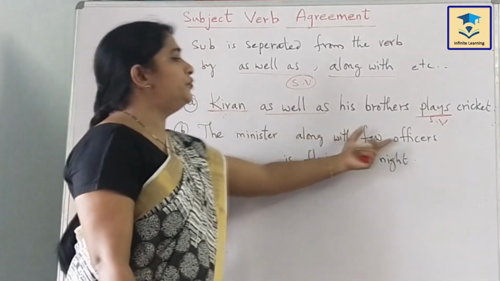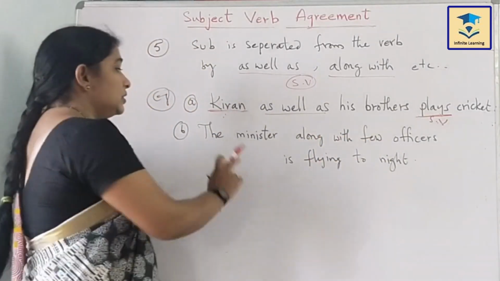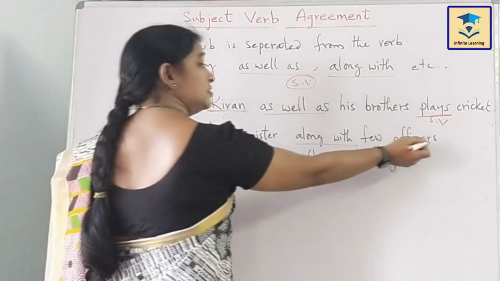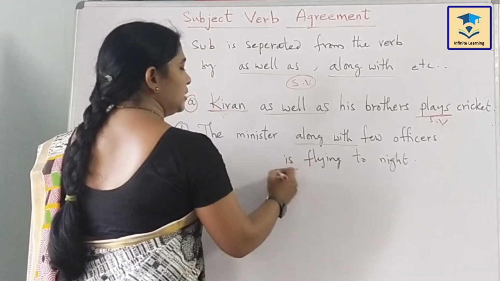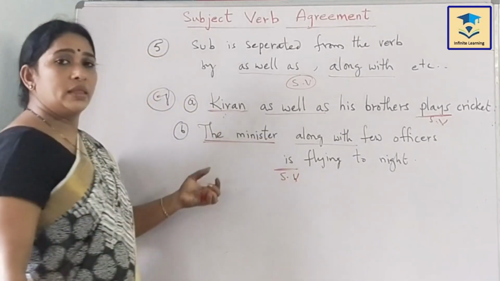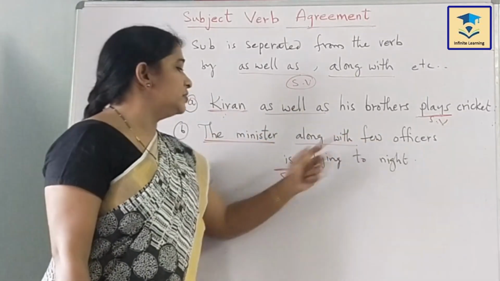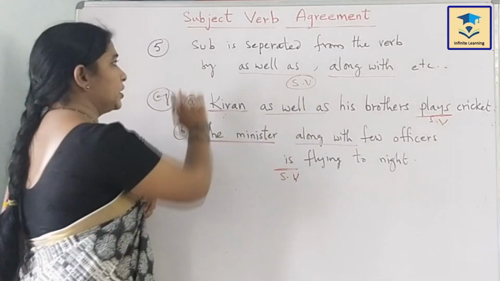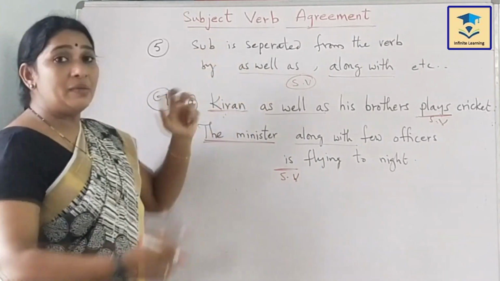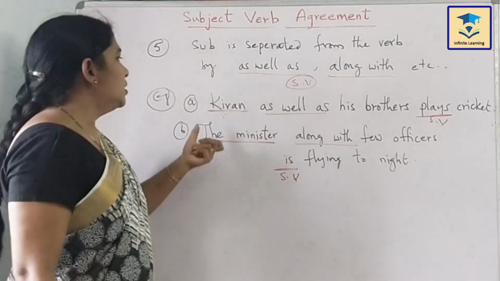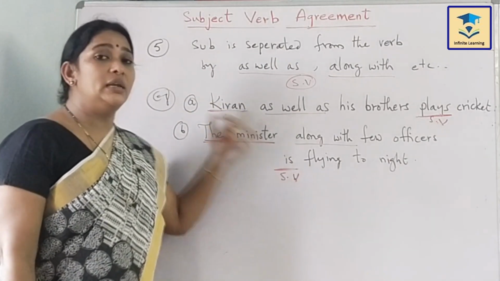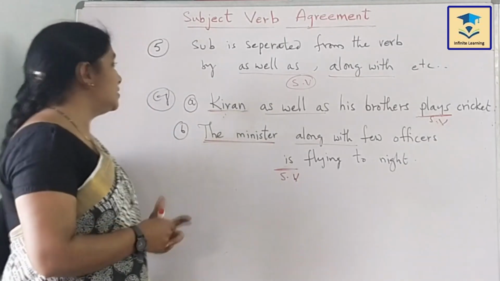The minister along with few officers is flying tonight. The minister along with few officers, even though the officers is plural here, we have to give the singular verb because this verb should agree with the first subject here. The minister along with few officers is flying tonight. So in this area, if the subject is separated by as well as or along with, then you should consider the first subject. The verb should agree with the first subject. Got it? This is the fifth rule.